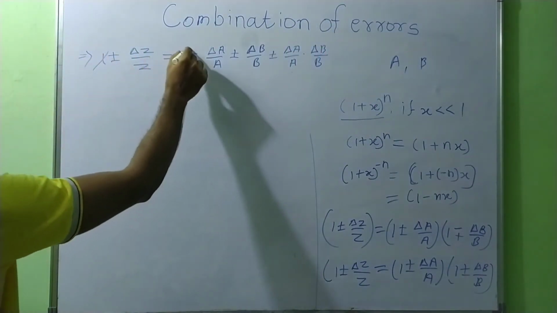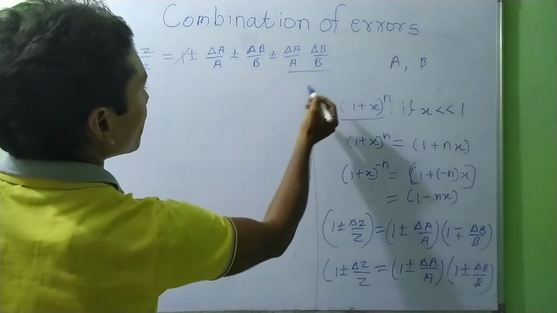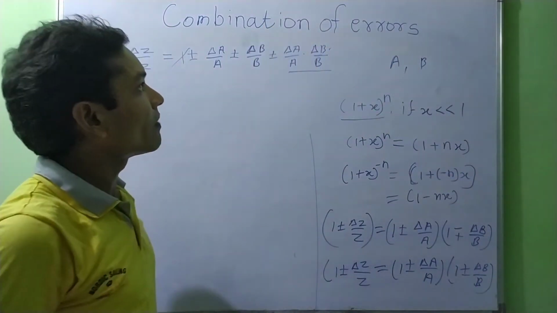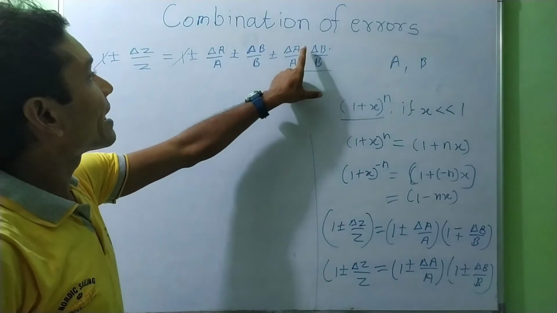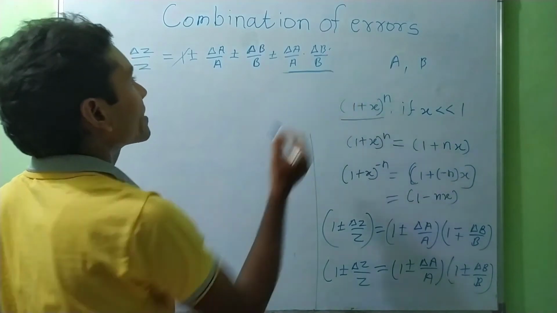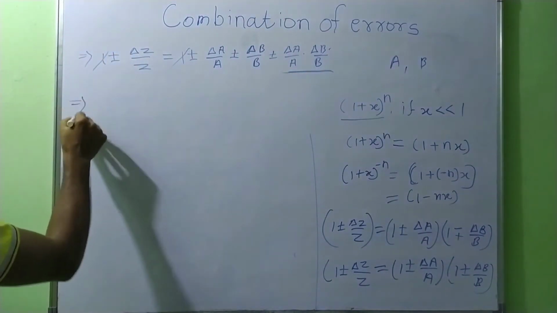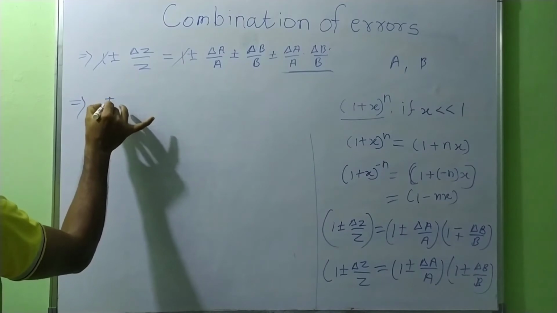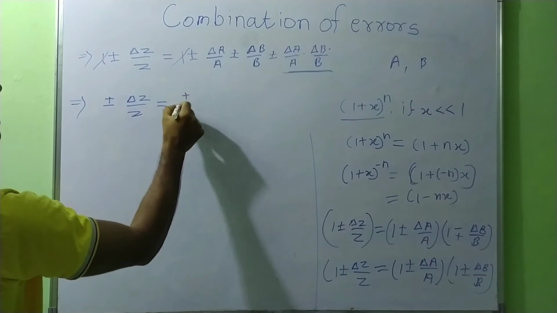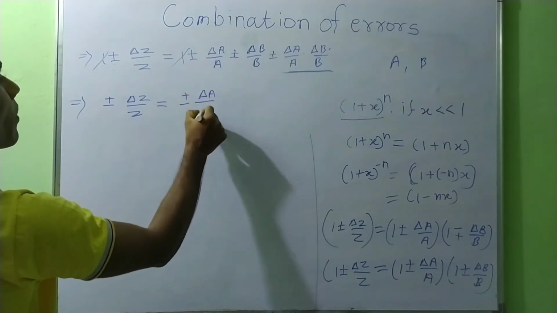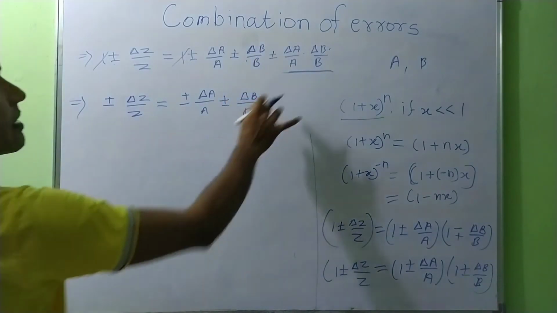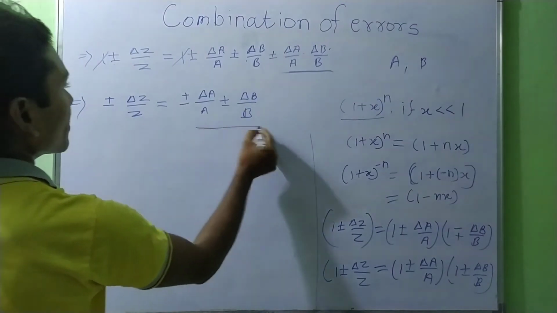1 will be cancelled by this 1, and in this step Δa is a very small value and Δb is also a small value. So the product of Δa/a into Δb/b will be negligible. So from this equation we will get ±Δz/z equal to ±Δa/a ±Δb/b. This has been neglected, so this is the remaining part.